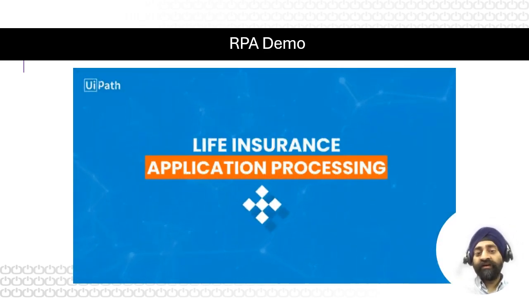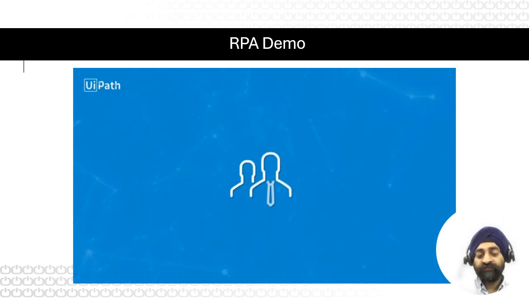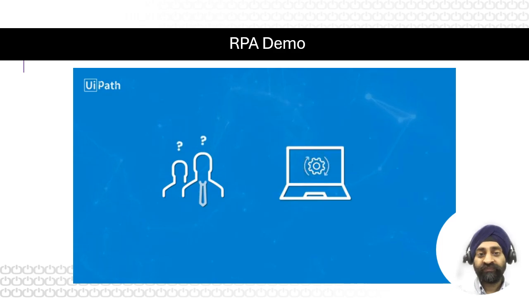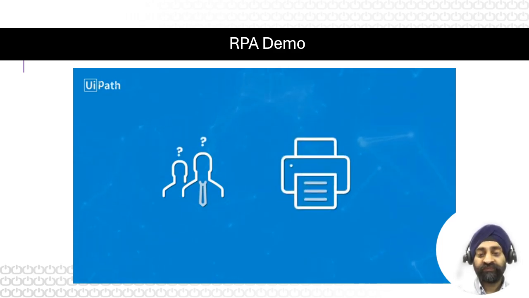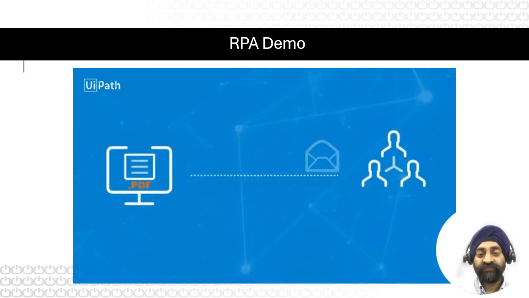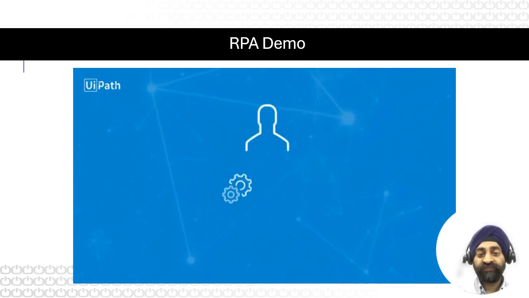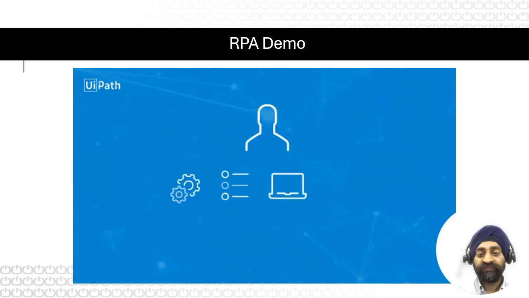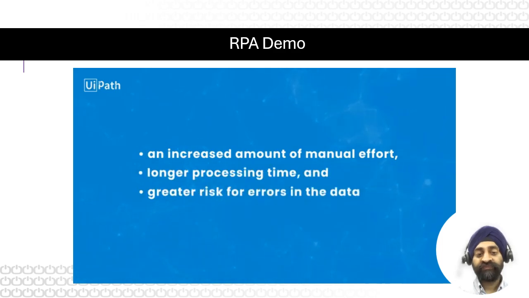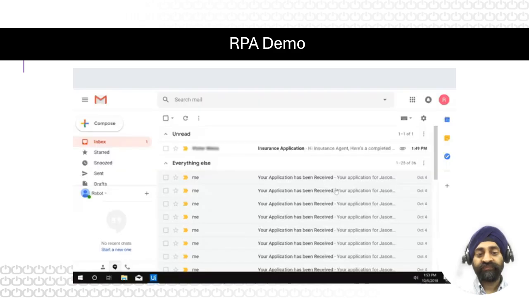Let us look at the demo of Insurers RPA. Insurers continue to be bedeviled by paper-driven processes. Digitalization has helped, but many forms are still filled out in print, scanned, and saved as PDFs, and submitted through email to operations teams. The manual tasks of processing and indexing the information, as well as entering and archiving application data, results in many challenges, including an increased amount of manual effort, longer processing time, and greater risk of errors in the data. Let's take a closer look at the life insurance application process.